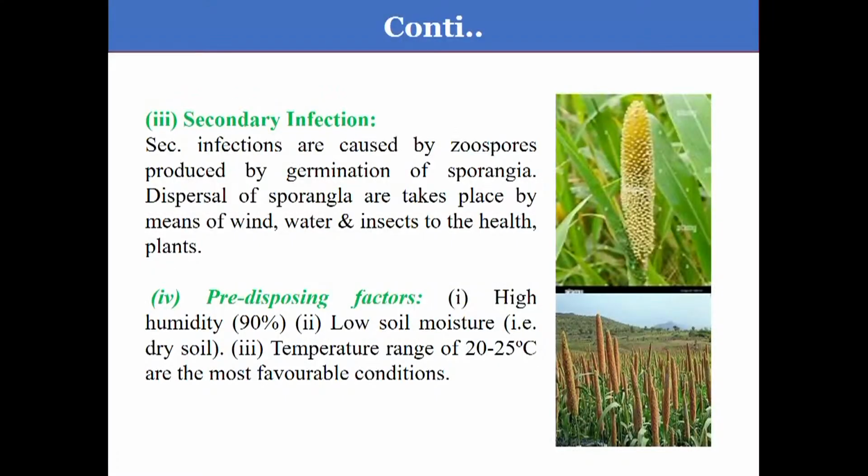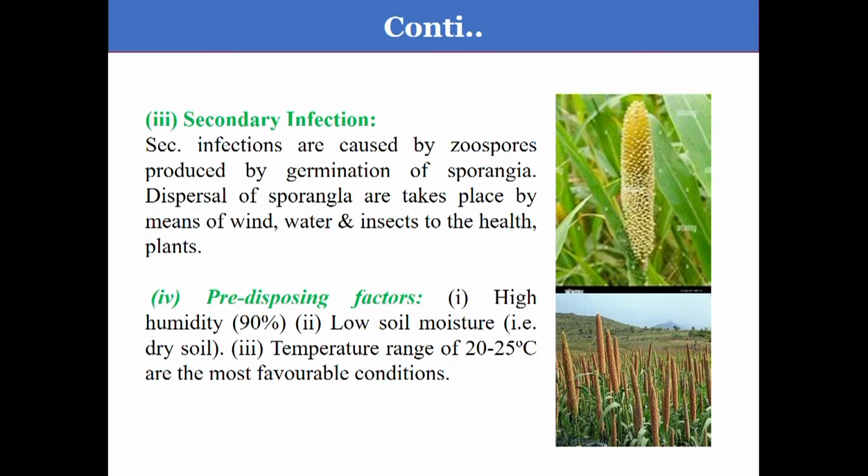When the plant grows in height, the disease also moves upward. Dear learners, the secondary infections are also caused by the oospores produced by the germination of the sporangia, and the dispersal of the sporangia takes place by means of wind, water, as well as insects to healthy plants.